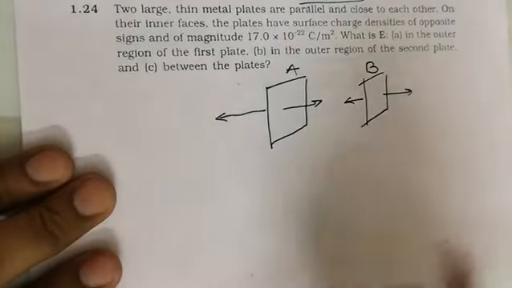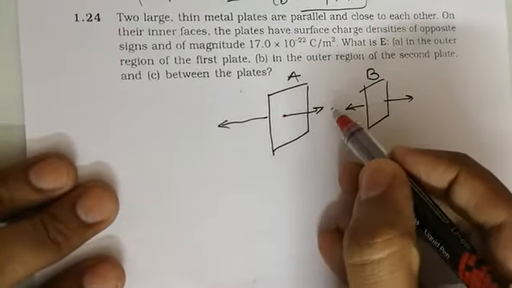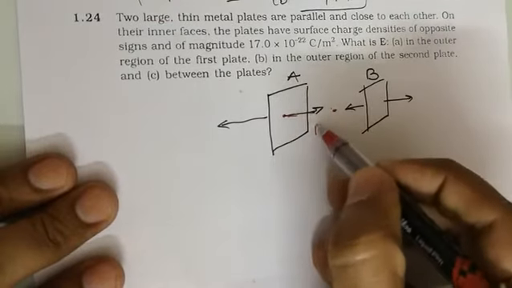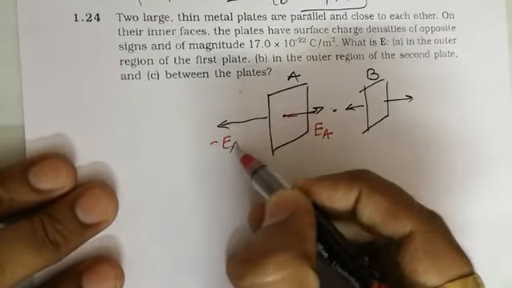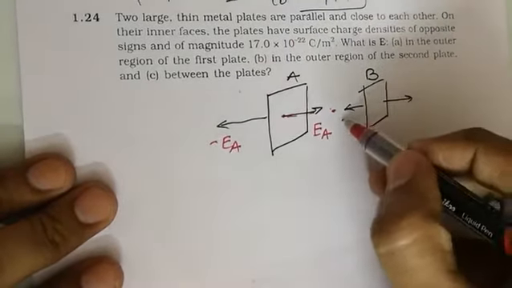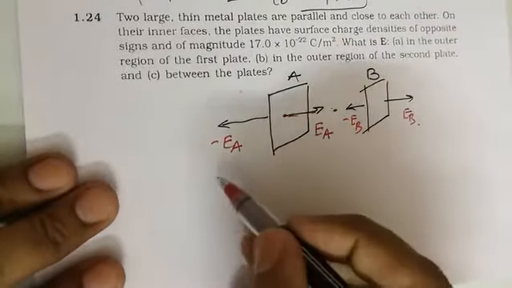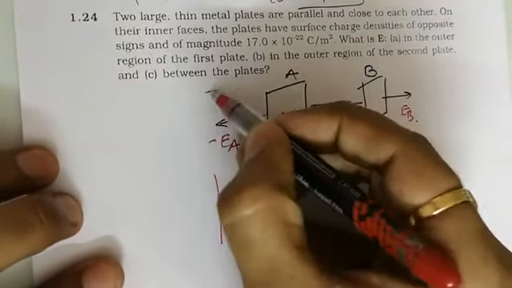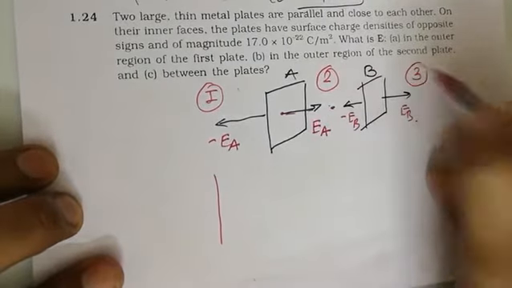For simplification, in the classroom I always say take the central or mid part. Right hand side is positive, so positive EA; left hand side is negative EA. Here negative EB, and here positive EB. So you have three parts: this is region 1, this is region 2, and this is region 3.